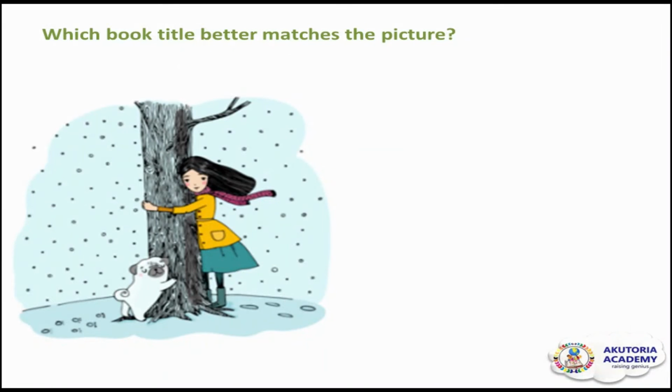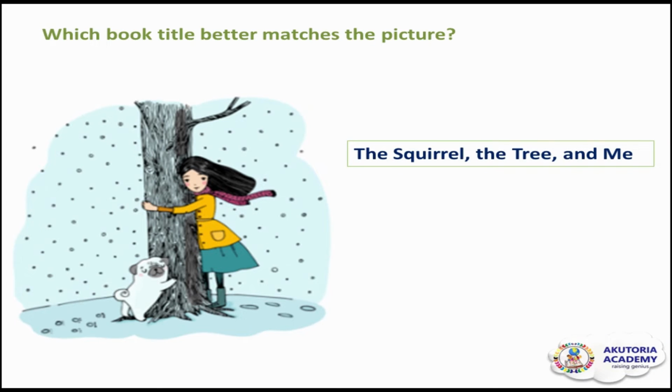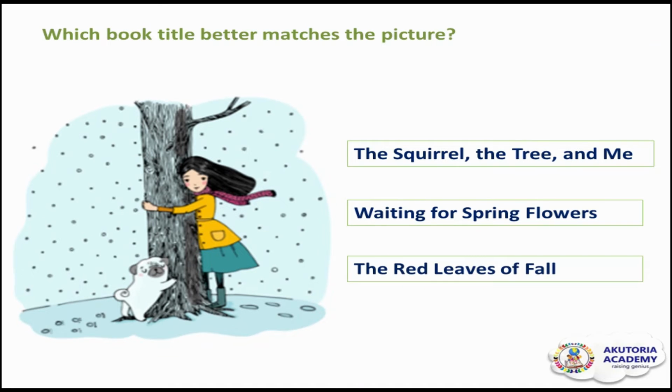Okay, let's infer. Which book title better matches the picture? The Squirrel, the Tree, and Me. Waiting for Spring Flowers. The Red Leaves of Fall. What do you think? Let's check our first option. The Squirrel, the Tree, and Me. I can see the tree, I can see me, I can't see a squirrel. That's a dog. The second one, Waiting for Spring Flower, I can see rain droplets suggesting spring season, and the tree has no flowers.